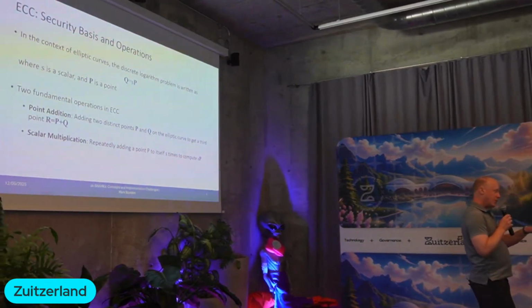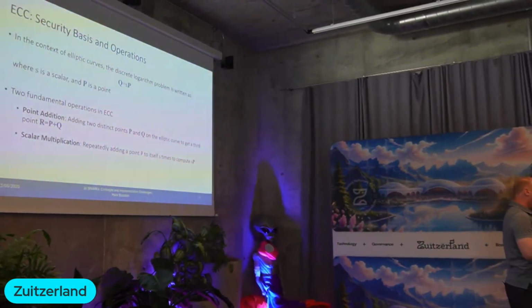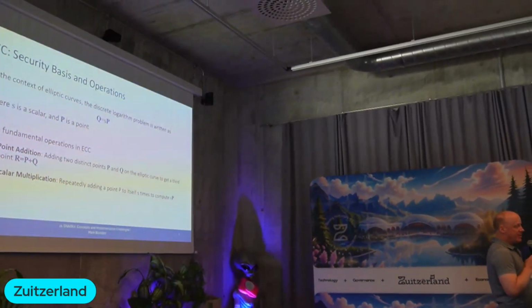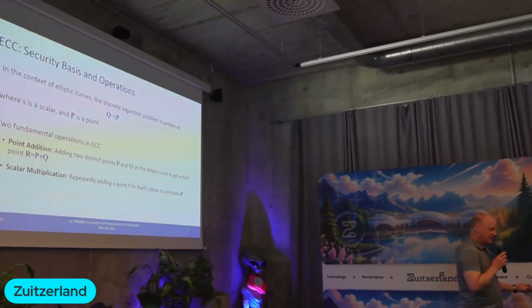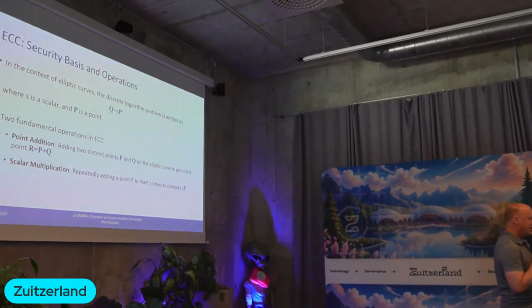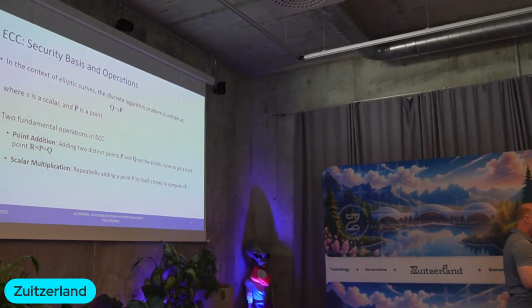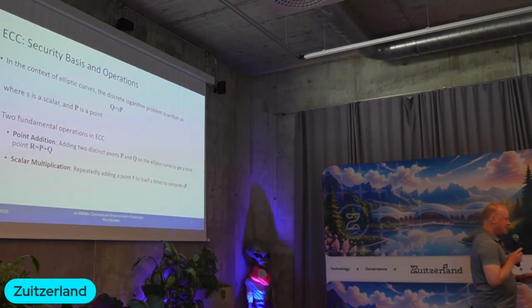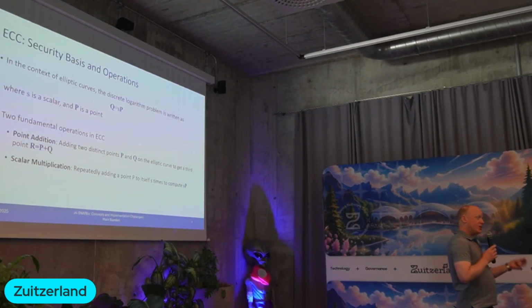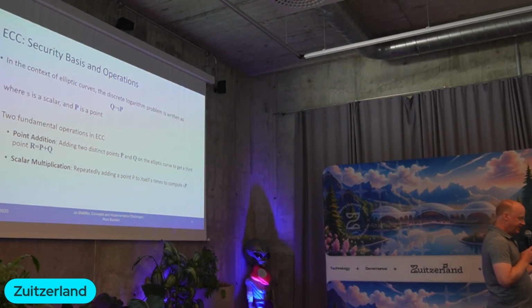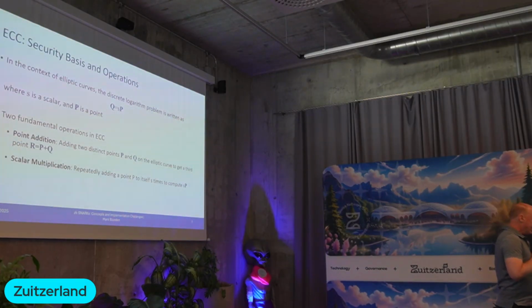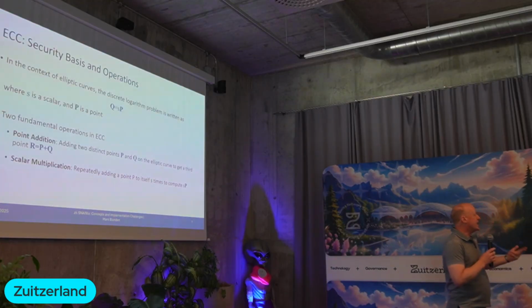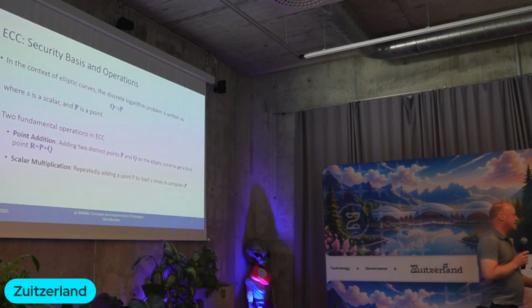What is perhaps more important is the 2 fundamental operations we have when we want to use or implement elliptic curves: point addition and scalar multiplication. Point addition is where you add 2 points together to get a third point. We've touched on that already. And scalar multiplication is where you take a point and multiply it by a scalar. In effect, you add the point p to itself s times. That's scalar multiplication by s.